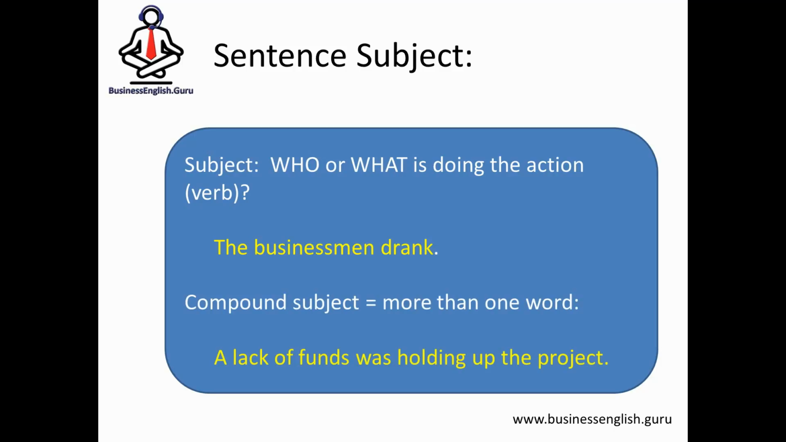A compound subject is a situation where we have more than one word that makes up the subject. So it's not always one single noun. Let's look at this sentence. A lack of funds was holding up the project. So we have to ask ourselves, who or what was holding up the project? It was a lack of funds. So that whole phrase there is your subject, your compound subject.